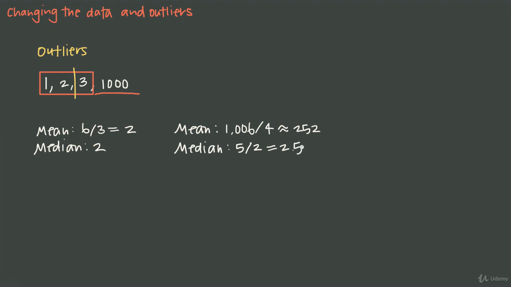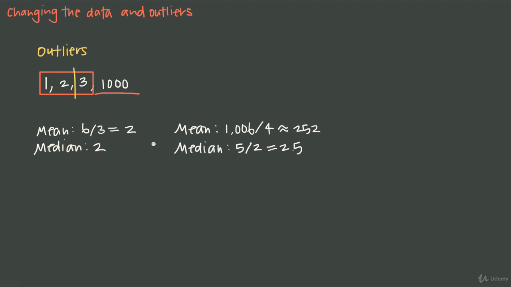So look what happened. We added this huge outlier above the data set, a number that was much larger than the rest of the data. And the median barely changed. The original median was 2, the new median is 2.5. It's almost the same thing.